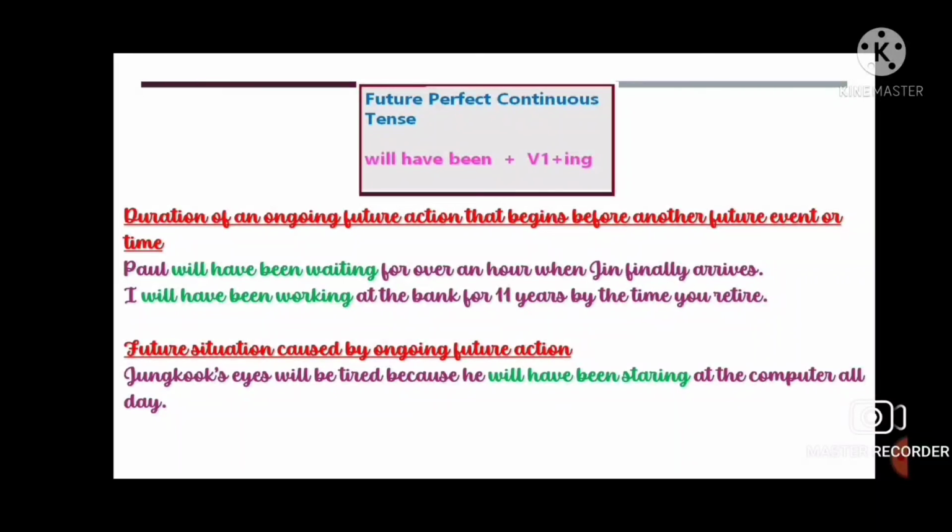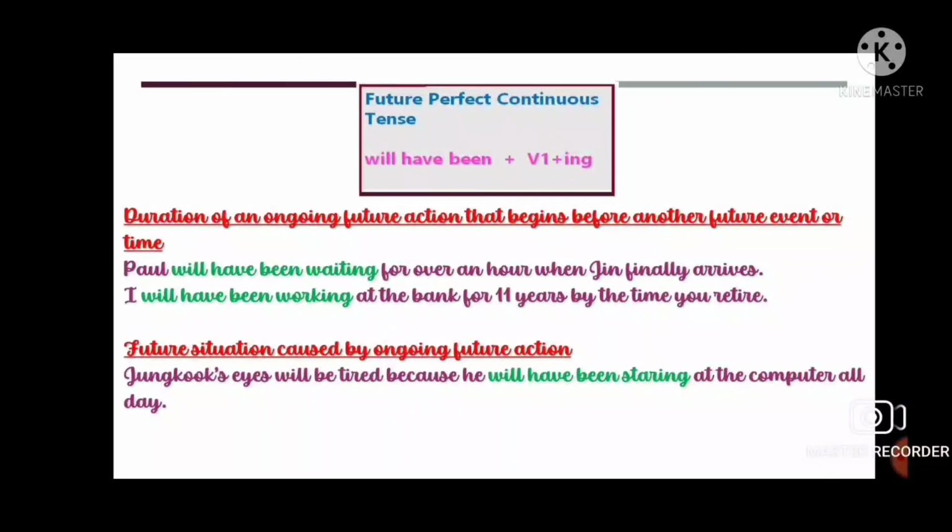Second one, I will have been working at the bank for 11 years by the time you retire. So by the time you retire, I would have completed 11 years. Second usage, a future situation caused by an ongoing future action. Jungkook's eyes will be tired because he will have been staring at the computer all day.